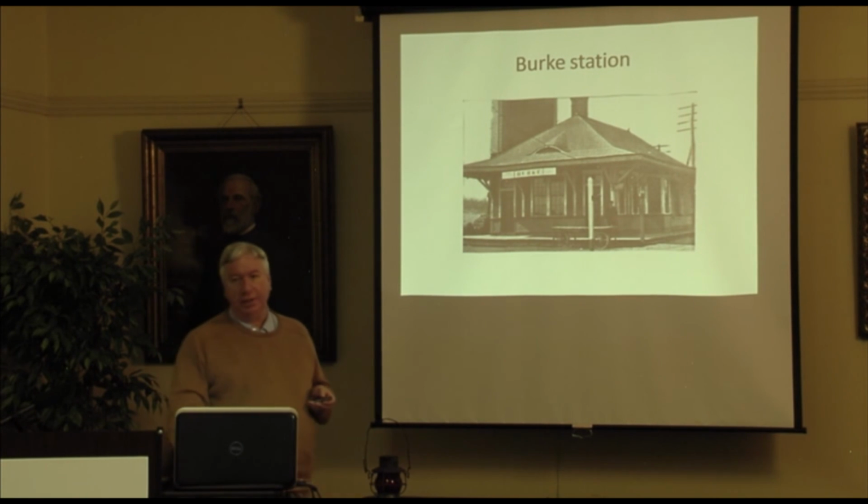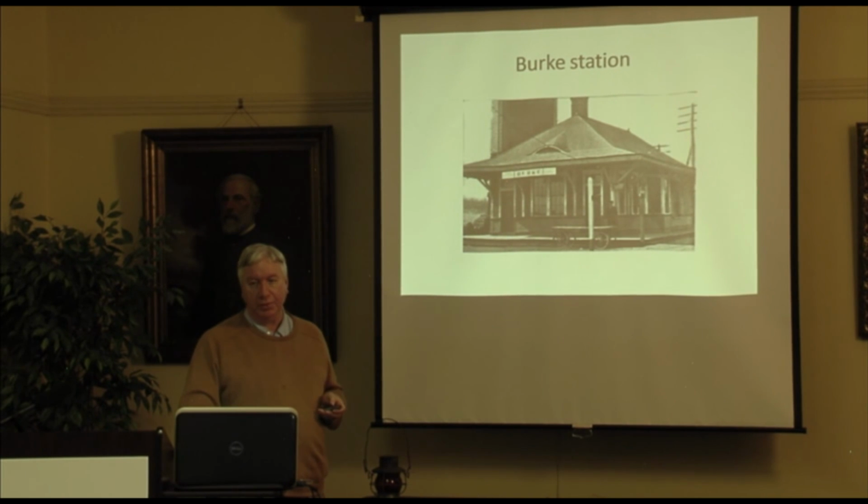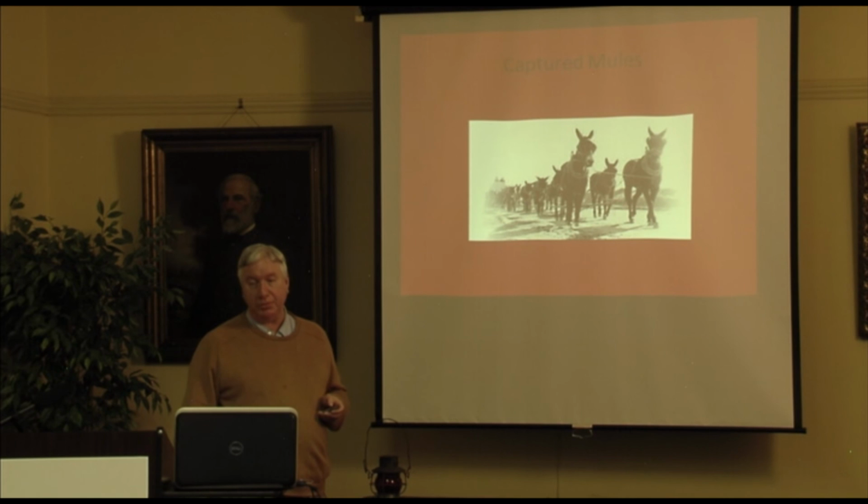Jeb Stewart has a sense of humor, and at the end of that period of time, he has Shepard, his telegrapher, send one last message, and the message goes to Quartermaster General Burke of the Union Army, telling him where they are, they're at Burke Station, and complaining about the condition of the captured mules that are just not up to Confederate standards at all. And he rides off into the sunset.